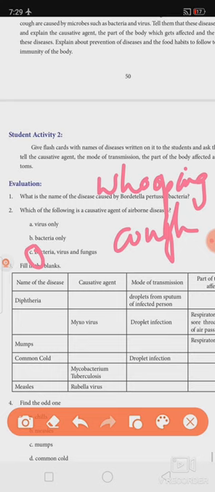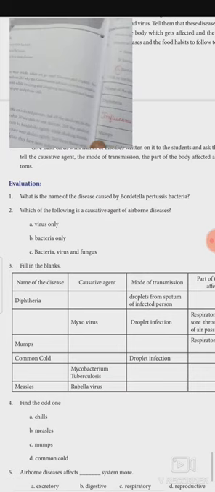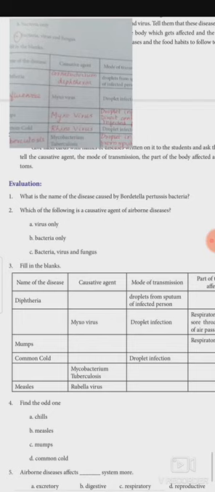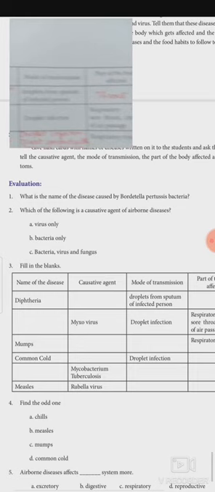Fill in the blanks. So we have to fill the blanks given below. Let's see the first one. The name of the disease is diphtheria. The causing agent is Corynebacterium diphtheriae. The mode of transport is given. The part of the body that is affected is the throat.